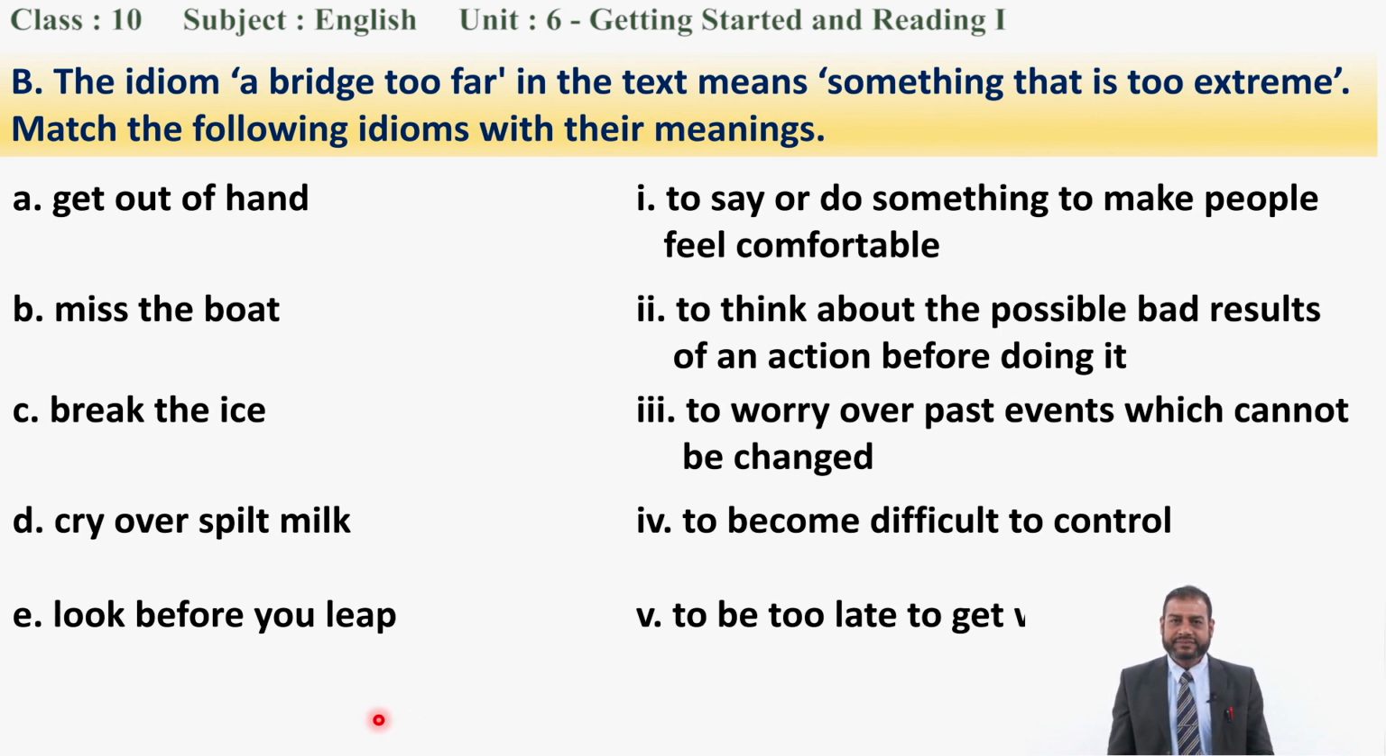Are you matching? Good. So the first one is get out of hand. Please match this idiom with its correct meaning, whether it means to say or do something to make people feel comfortable, or to think about the possible bad results of an action before doing it, or to worry over past events which cannot be changed, or to become difficult to control, or to be too late to get what you want. So what is the correct meaning?